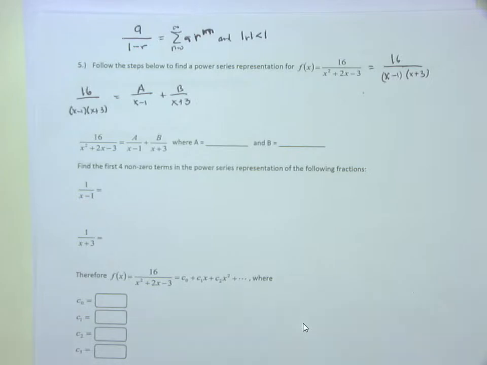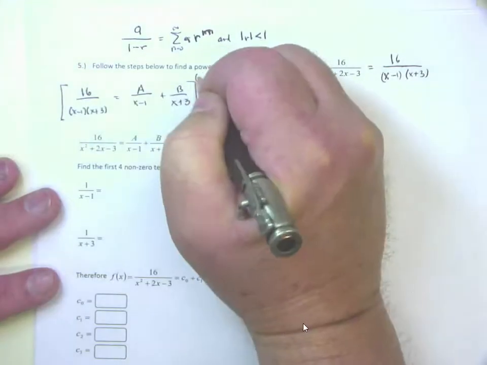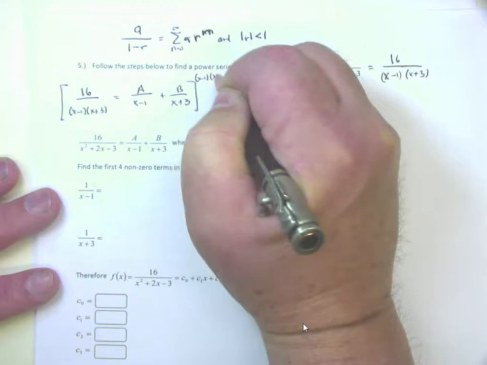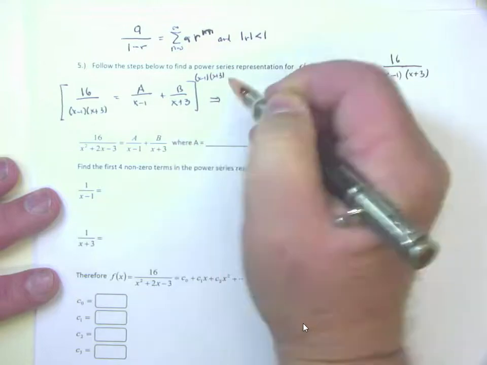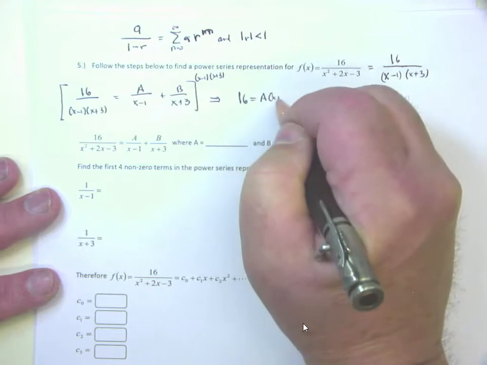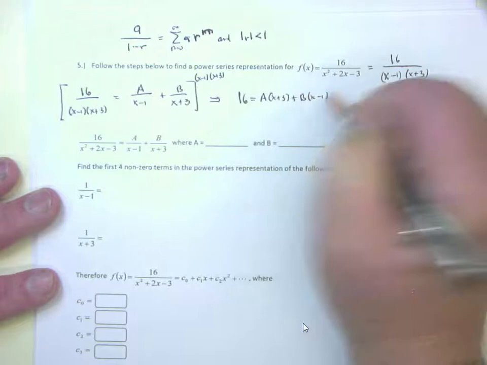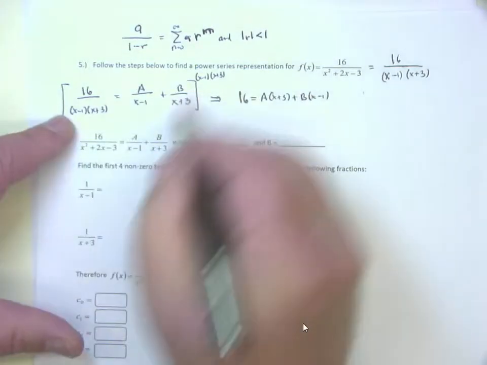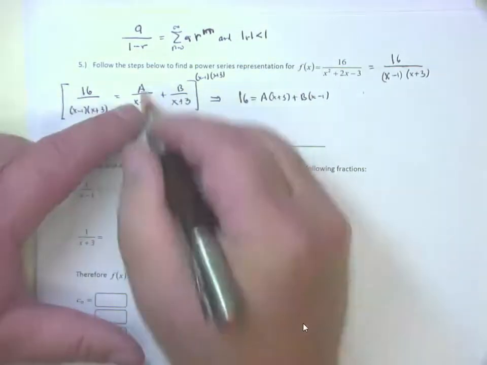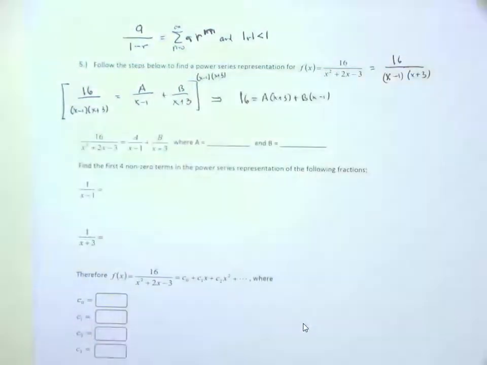What's the next move I'm going to make? You want to clear the denominator. So multiply by your common denominator of x minus 1 times x plus 3. And that's going to give you 16 is equal to a times x plus 3 plus b times x minus 1. This one completely cancels the denominator, leaves you with a 16. This is a over here, this cancels. And with the b, this one cancels, so you're left with the other guy.